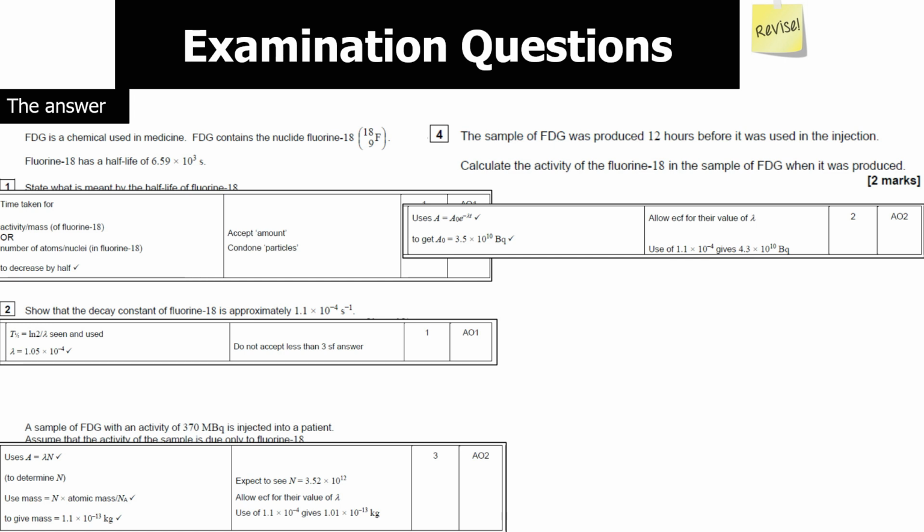We've got lambda, the decay constant from the previous question. We know what our value of A is, 370 times 10 to the 6. We can pop our values in and we get 3.5 times 10 to the 10 becquerels.